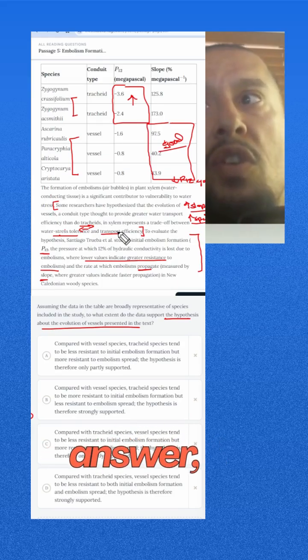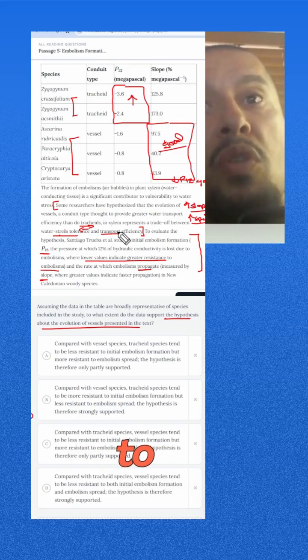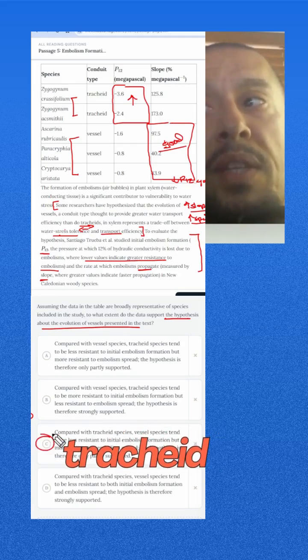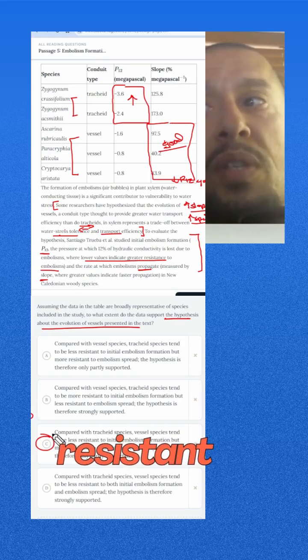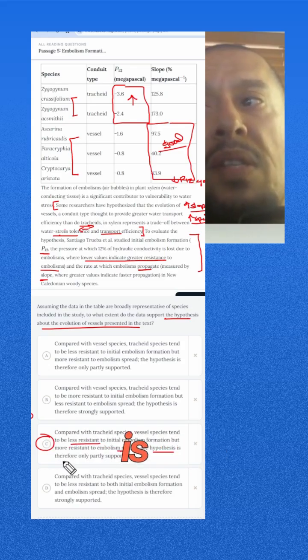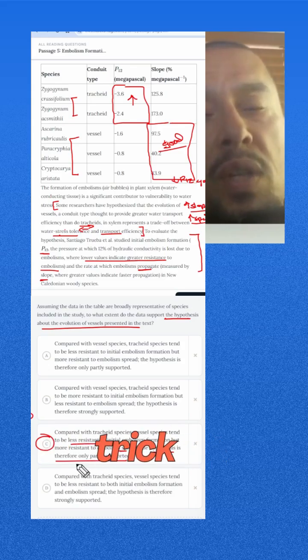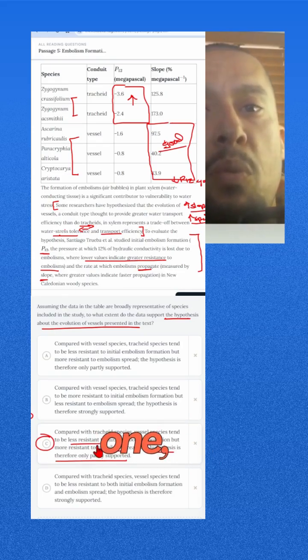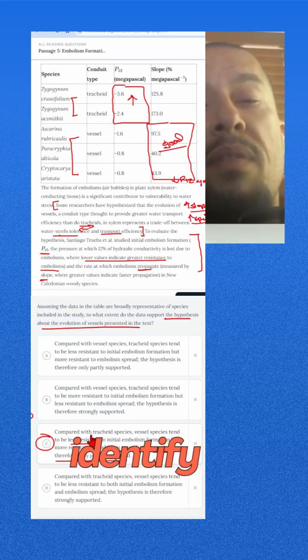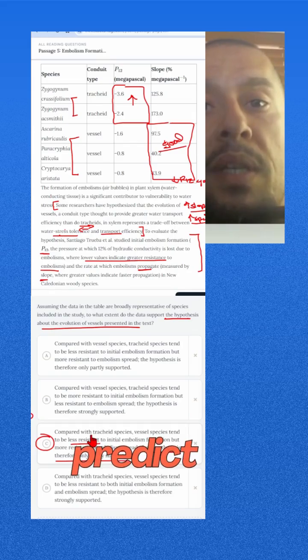And so when you predict an answer, you avoid confusion and you're able to look for what you need. And here we're going to go with answer C: compared to tracheid species, vessel species tend to be less resistant to initial embolism formation, but more resistant to spread. The hypothesis is therefore only partly supported. The trick to these types of questions is being able to, number one, identify the hypothesis, number two, identify the values, number three, identify them in the table, and then number four, predict an answer.